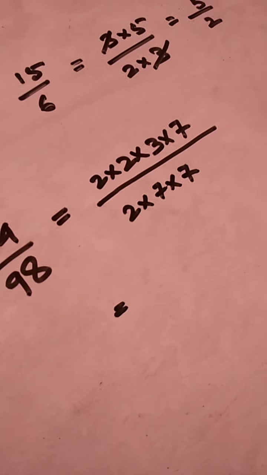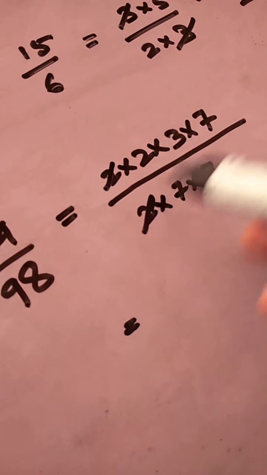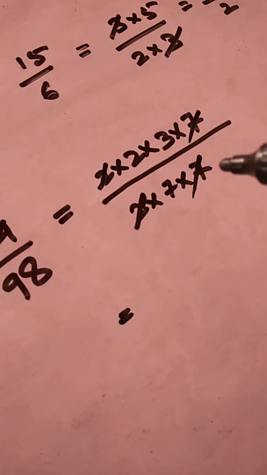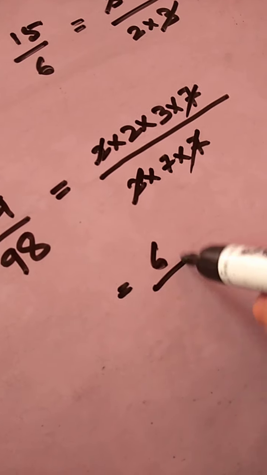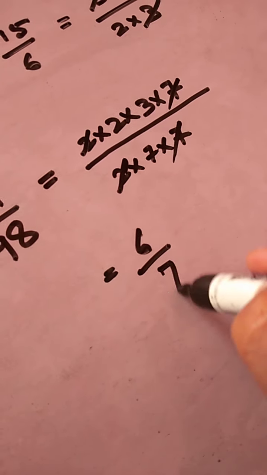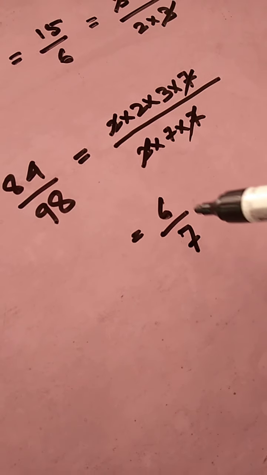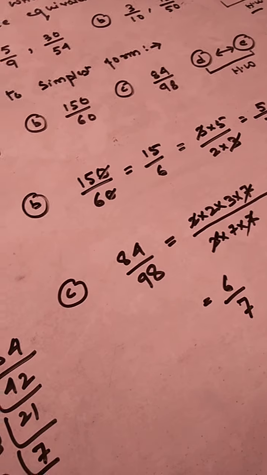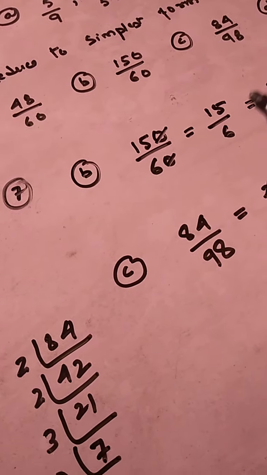Okay students, now what to do? We will reduce all the similar numbers, that is 2 and 2, 7 and 7, isn't it? Now what is left out? 2 into 3, which is 6, and what is there in the denominator? Only 7. So the simplest form of 84 by 98 is 6 upon 7. Fine. So these are the solutions of A, B and C that I have shown you.